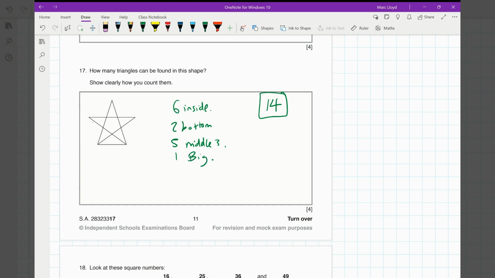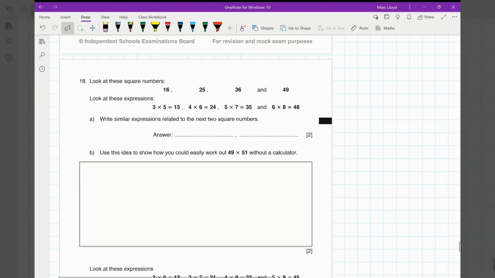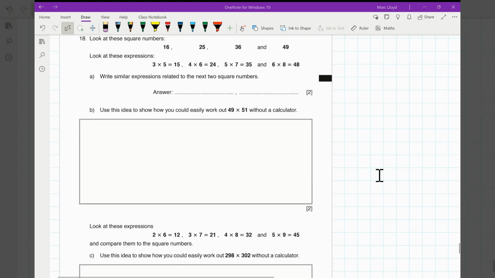Right, team. Last question, question 18. Let me do a time check. Should be fine. We should be well in here. Well in. 6 minutes to go. So look at these square numbers. Look at these expressions. Right, similar expressions related for the next 2 square numbers. So 6. It goes 3, 4, 5, 6. So we're going to have 7 and 8. 5, 6, 7, 8. So we're going to have times by 9, times by 10, and then that will give us 63 and 80. And they're all 1 below that square number.